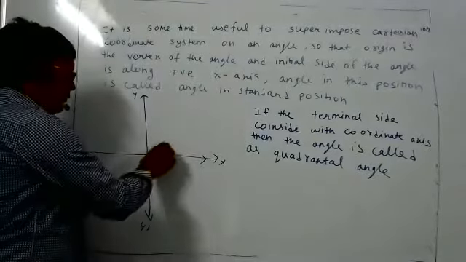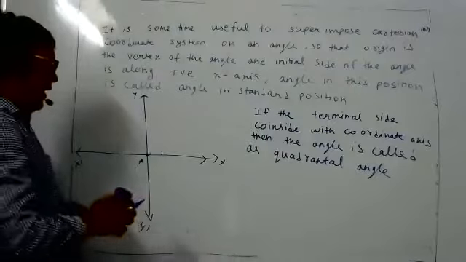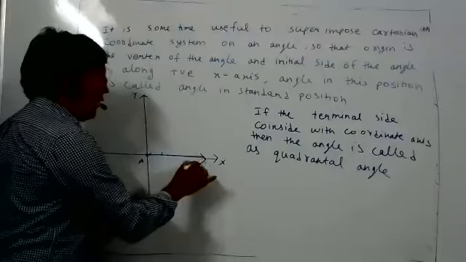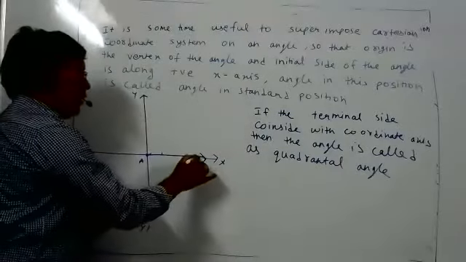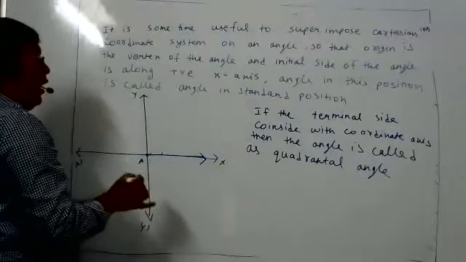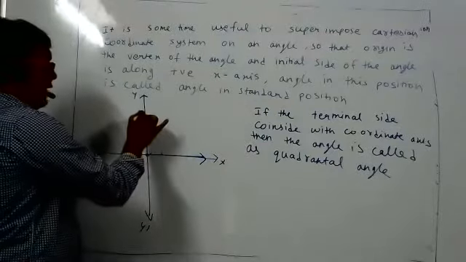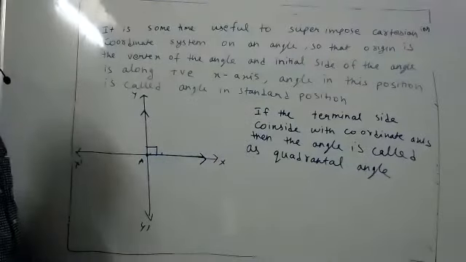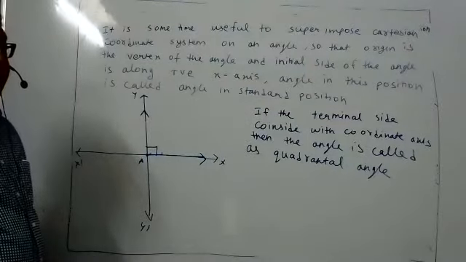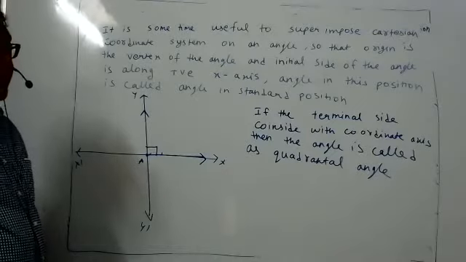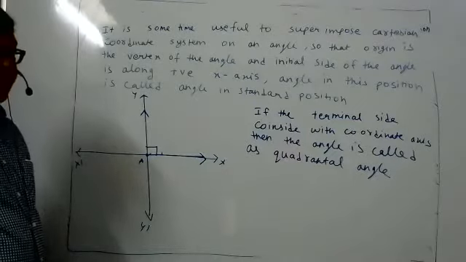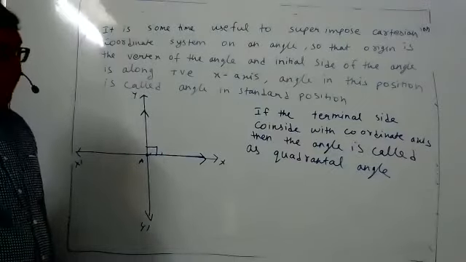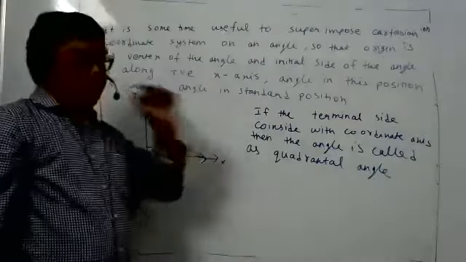Now listen here. Suppose the angle is A, and this is the initial side. That is a must for standard position: the initial side should be along the positive x-axis. And where is the terminal side? On the positive y-axis. So this is angle A. What is the value of angle A? Can anyone tell the value of angle A? 90 degrees. Yes or no? Yes, sir. So 90 degrees is called a quadrantal angle.